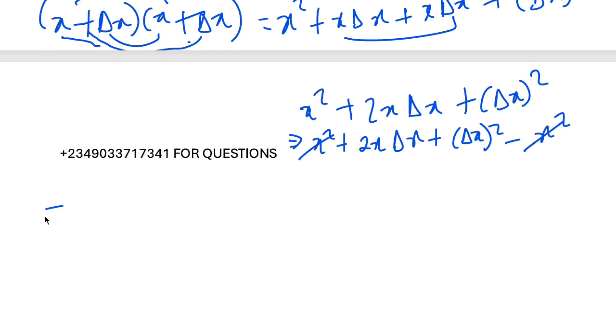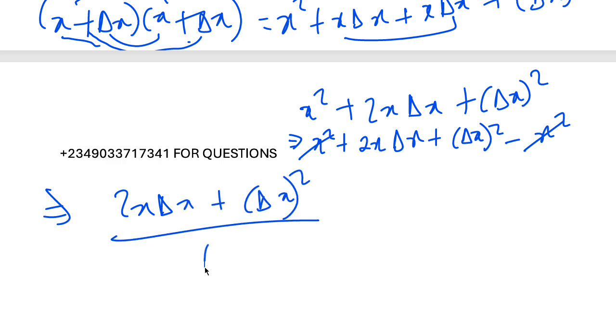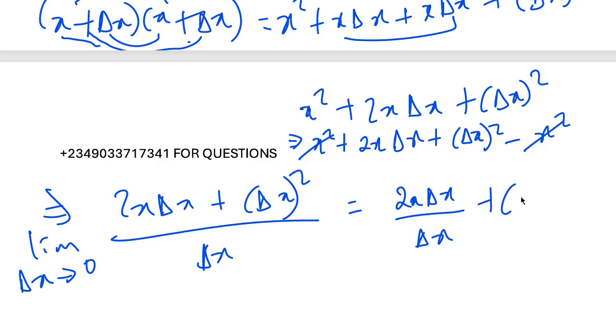So at the final point, we'll have 2x change in x plus change in x all squared over change in x. Remember there's a limit as the change in x tends to 0, right? So divide through by change in x, that will be 2x change in x over change in x plus change in x squared over change in x, right? So that's going to leave us with 2x plus change in x, because one change in x will cancel another, right? And we're left with just one change in x.